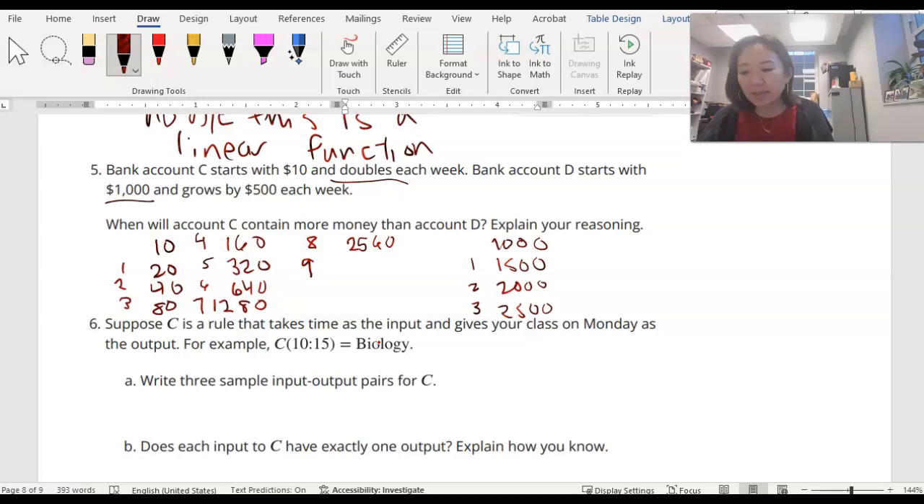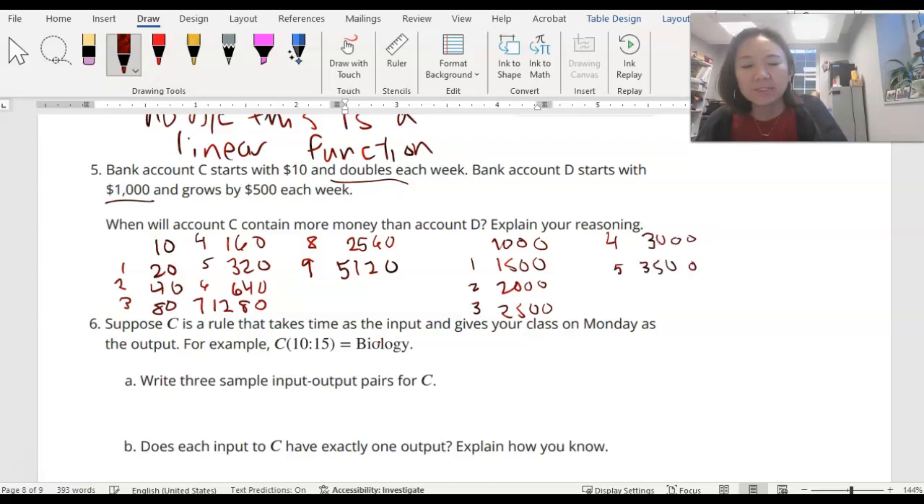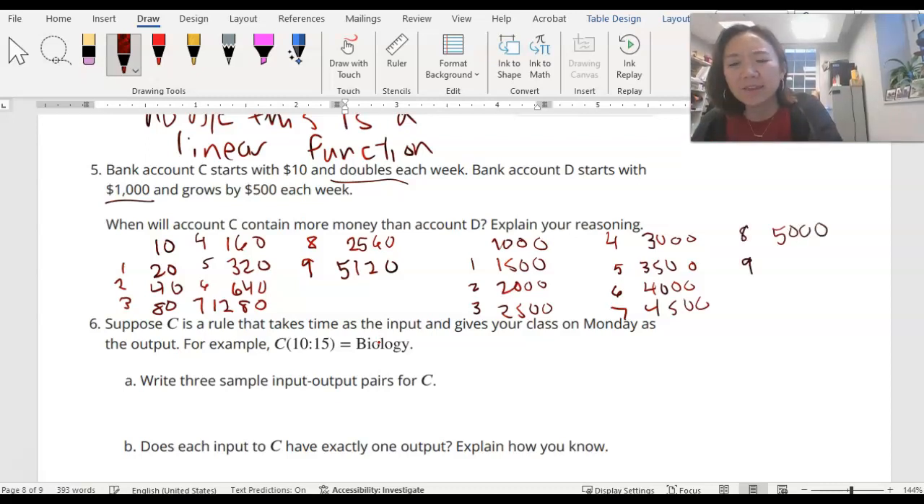So at week 9, though, we are going to have $5,120. Well, let's see what we have at week 9 here. So 4, we would have 3,000. 5, we have 3,500. 6, we have 4,000. 7, we have 4,500. Still less than this. So let's see, 8, we get 5,000.